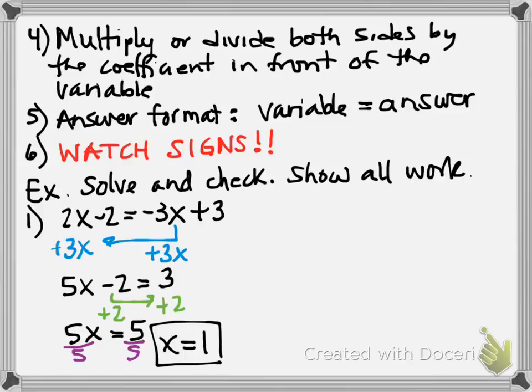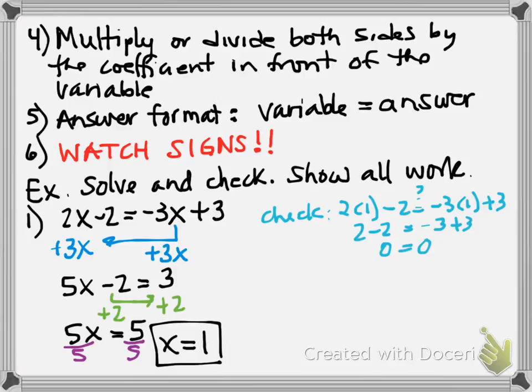So if you were going to do a check, you would just be doing this. 2 times 1 minus 2, does that equal negative 3 times 1 plus 3? So I get 2 take away 2, and I get negative 3 plus 3, and I get 0 equals 0. Does 0 equal 0? No, it doesn't.